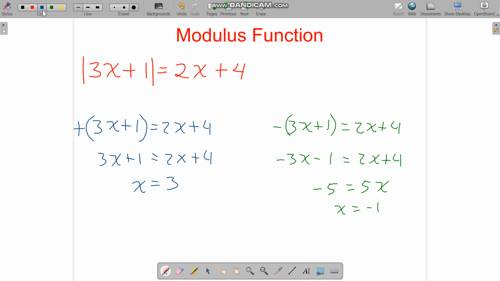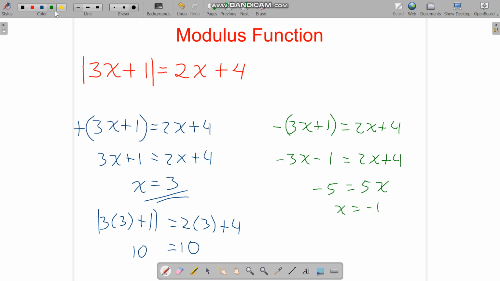And now we check whether 3 is really the solution. So we replace the x with 3 and we get on the left 9 plus 1, that's 10. On the right 6 plus 4, also 10. Makes sense, 3 is a solution.